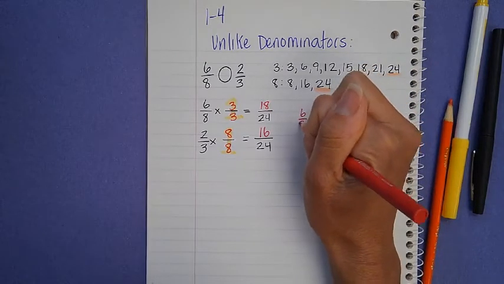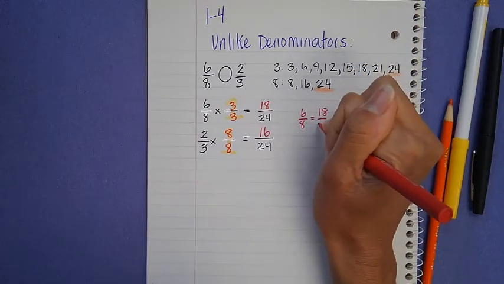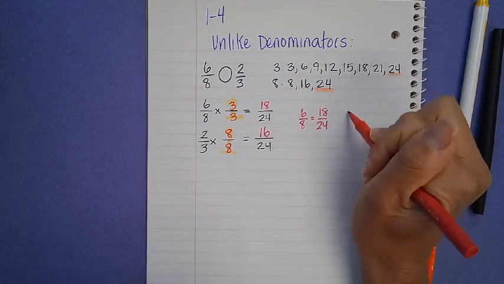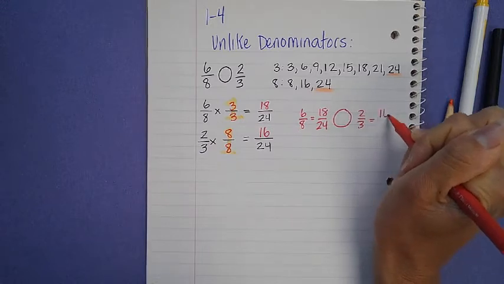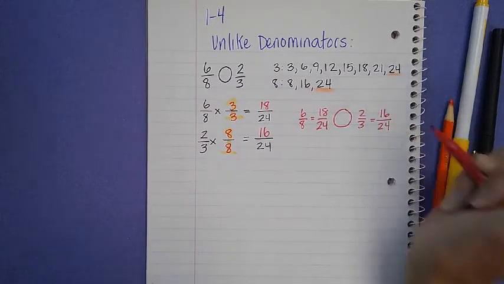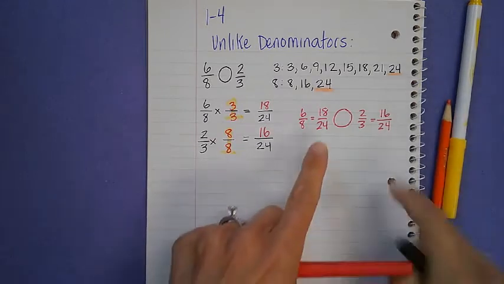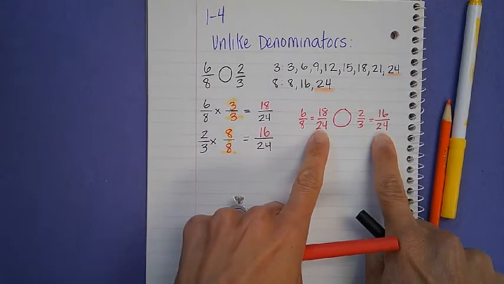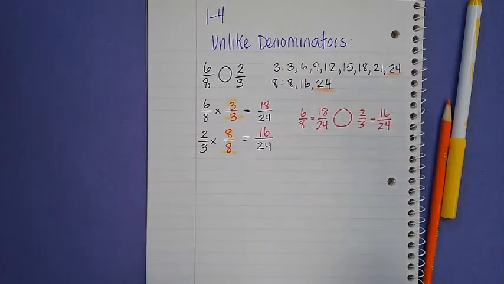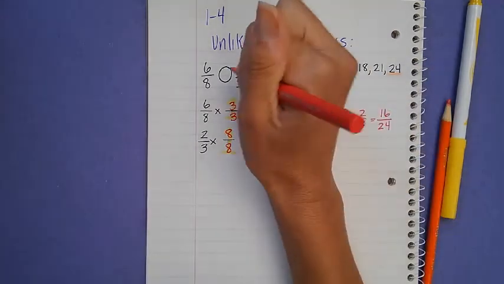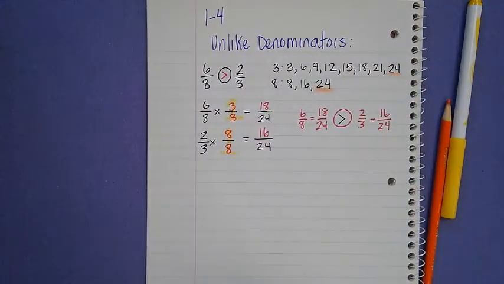So 6/8 is equal to 18/24. I got my circle in the middle, and then I had 2/3, which I know is the same thing as 16/24. They are equivalent fractions. And since these two fractions have common denominators, I'm just looking at the numerator. 18 is greater than 16, which means 6/8 is greater than 2/3. And that is how I compare those two fractions with unlike denominators.